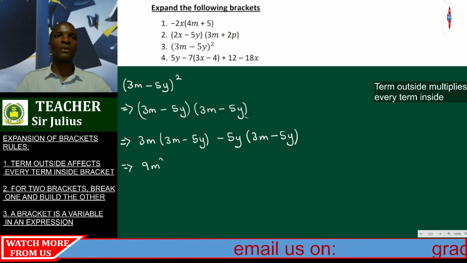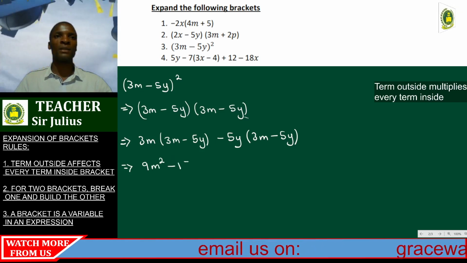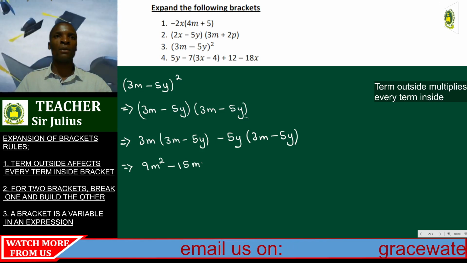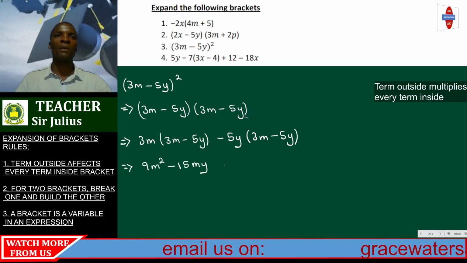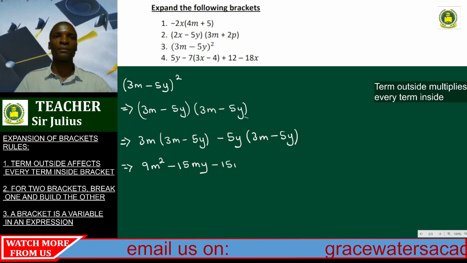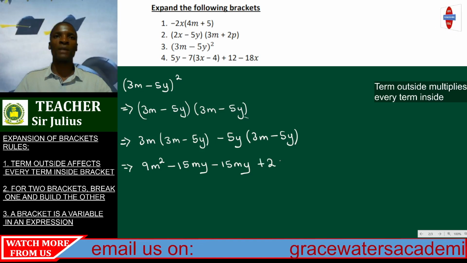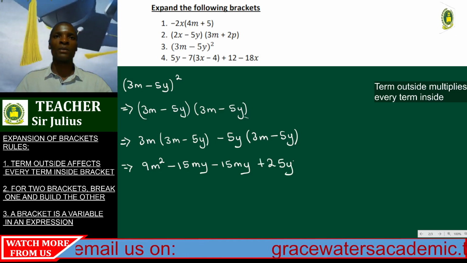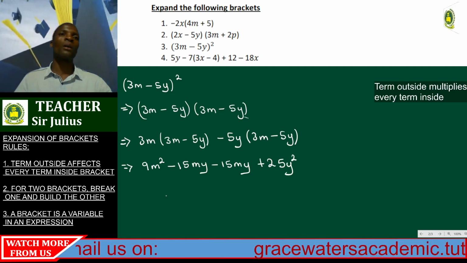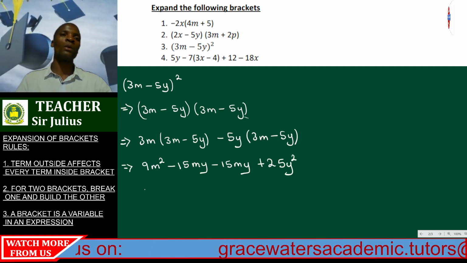9m to the power 2 and minus 15my. Then here we'll have minus 15my again and a plus 25y to the power 2. Alright, so when we are here, this means that we are done with the first rule. So what are we left with?